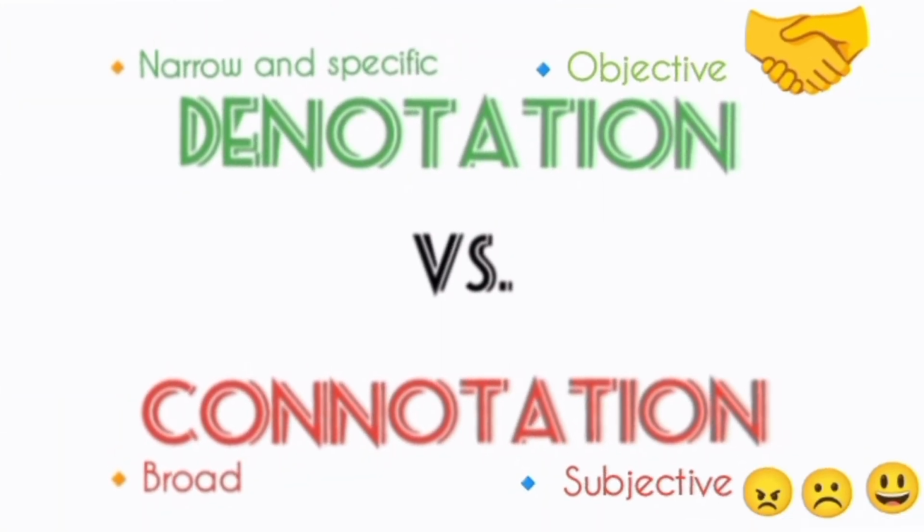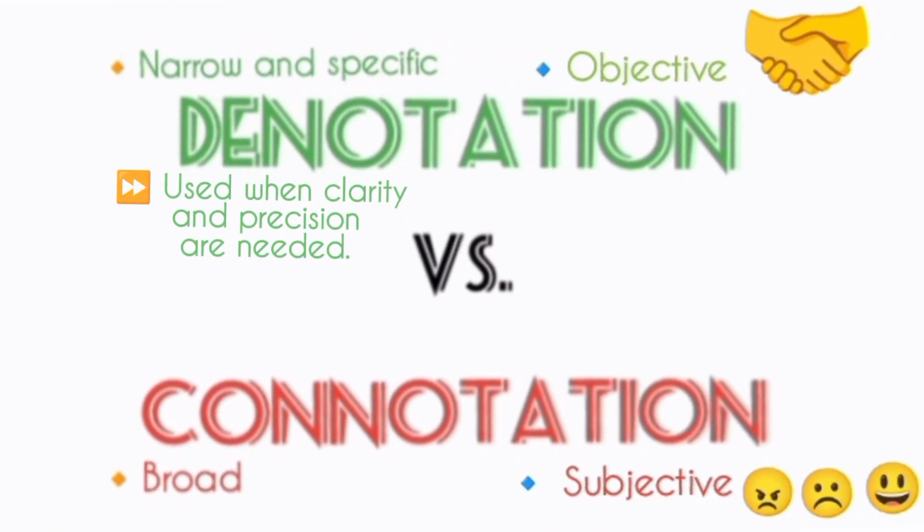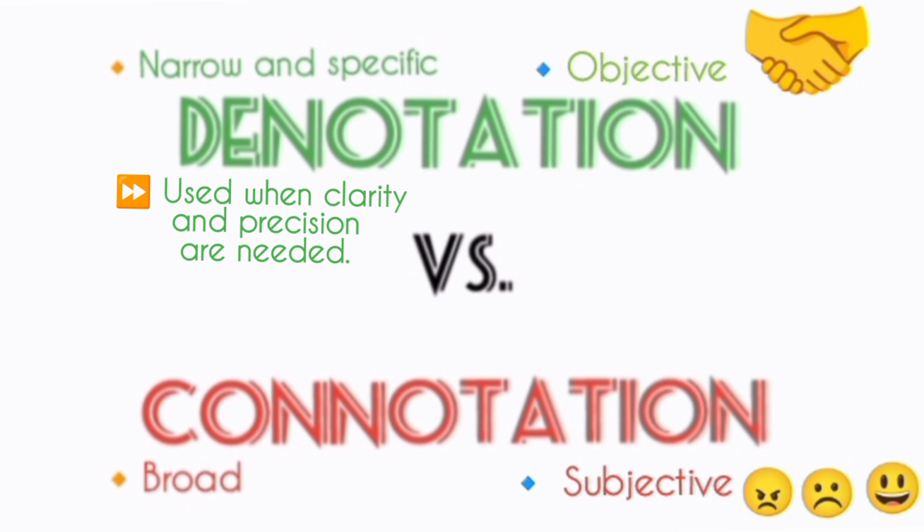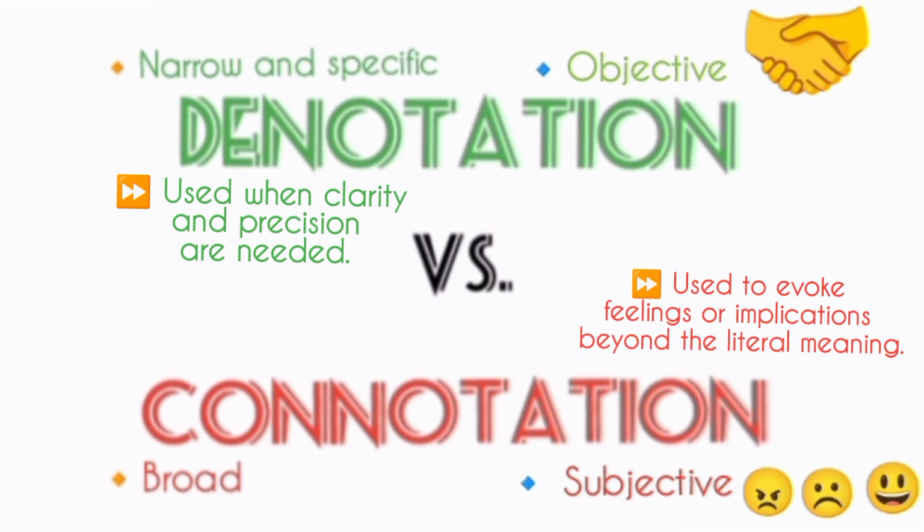In terms of usage, denotation is used when clarity and precision are needed. Connotation is used when you want to evoke feeling or implication beyond the literal meaning. Understanding denotation and connotation is crucial for effective communication, as it allows one to convey and interpret messages with both clarity and depth. I hope you understand the difference between denotation and connotation.